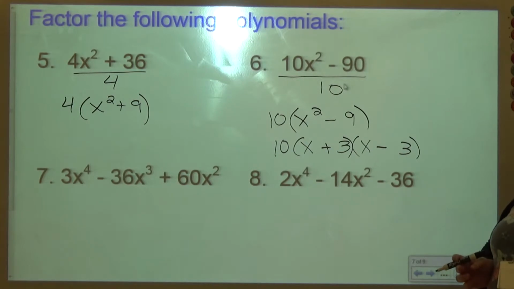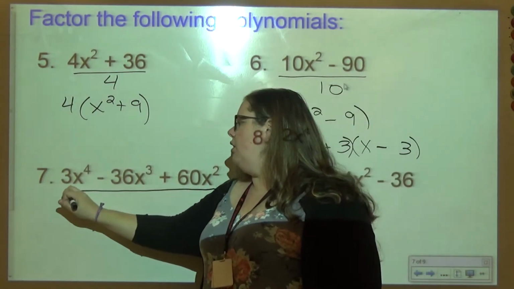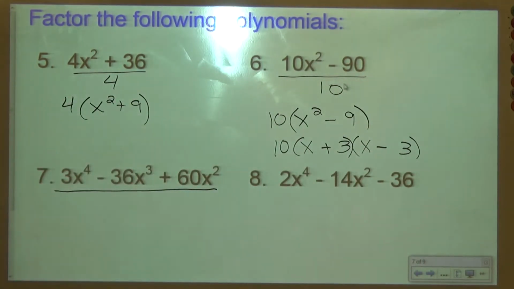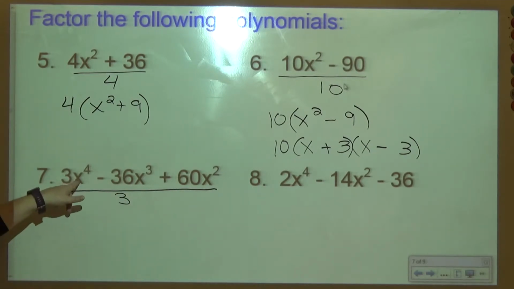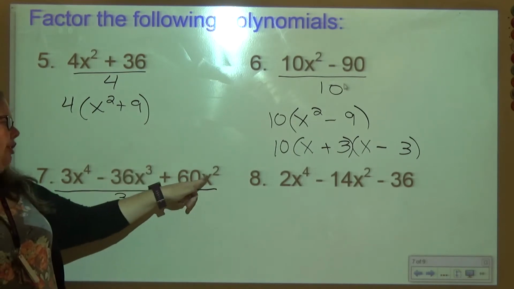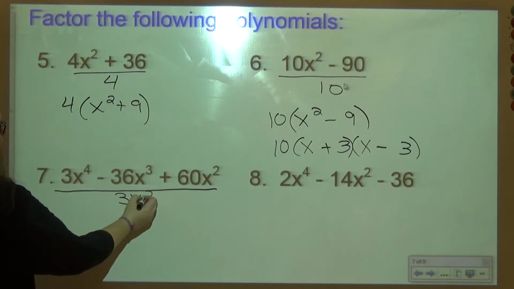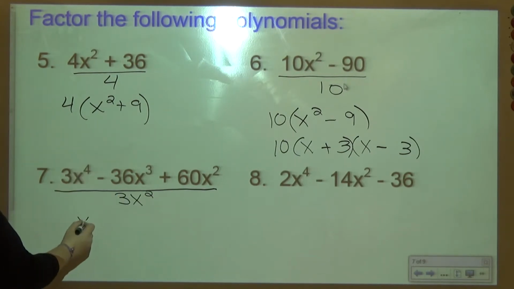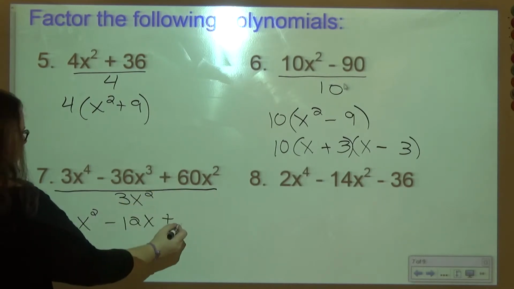All right, number 7. Getting a little harder, but honestly, it's really not that difficult. If you can figure out your GCF, you're good. So I always start by looking in the front. 3. Does 3 go into everything? It does. So 3. And then I have x to the 4th, x to the 3rd, and x squared. Take your smallest exponent, x squared. Divide x squared. We subtract. 4 minus 2 is 2. Minus 12x plus 20.